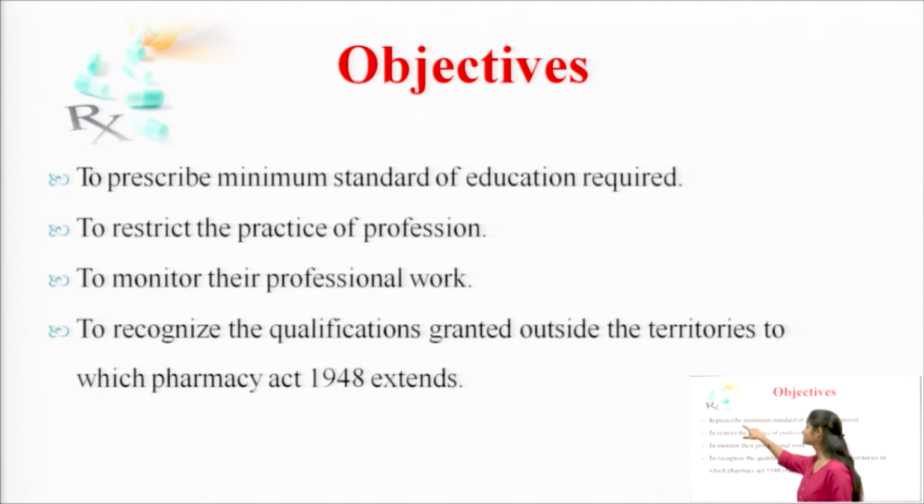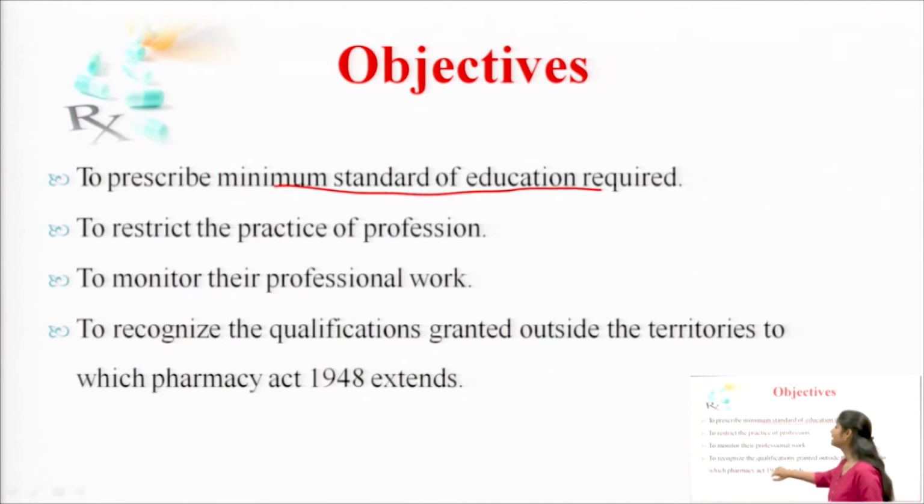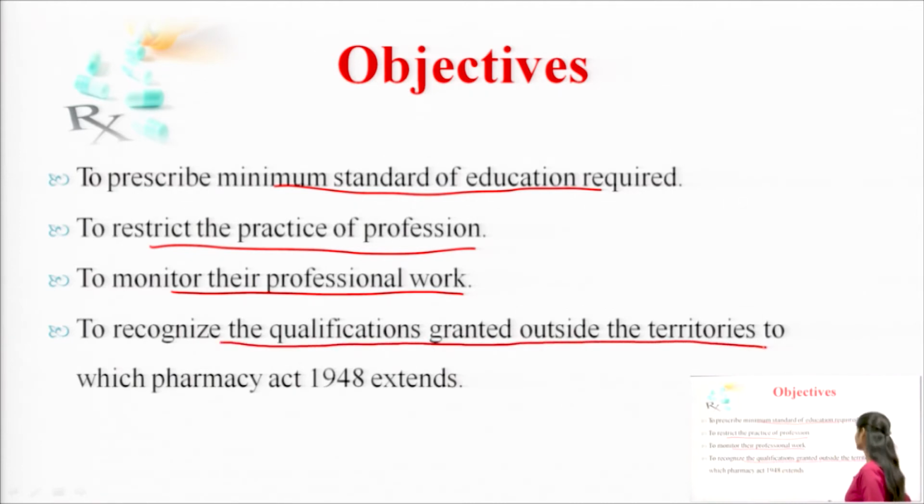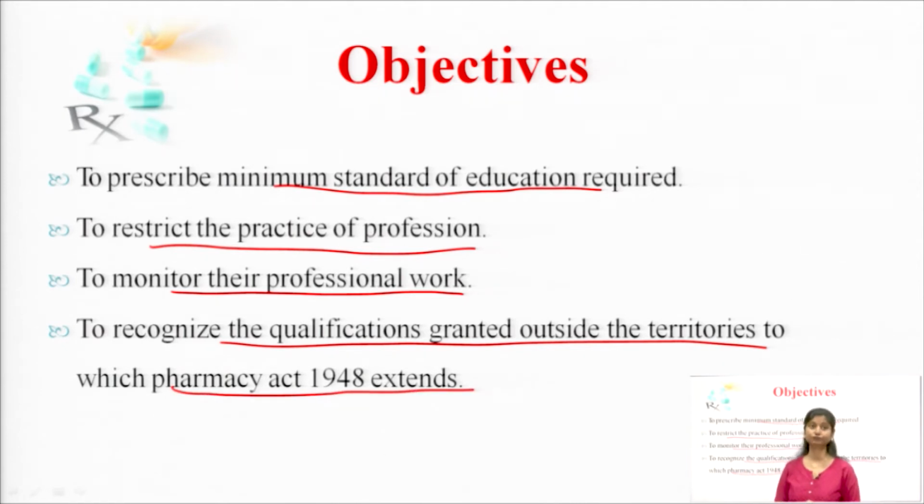That was to prescribe minimum standards of education, restrict the practice of profession, to monitor their professional work, to recognize the qualification granted outside the territories to which Pharmacy Act 1948 extends. So these were the four major objectives through which this act was formulated. So let's talk about them one by one.